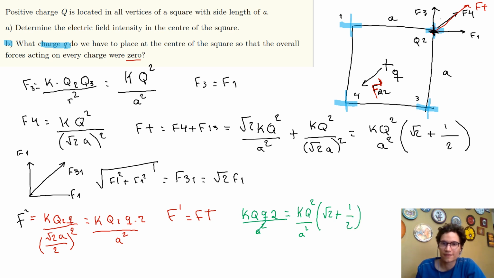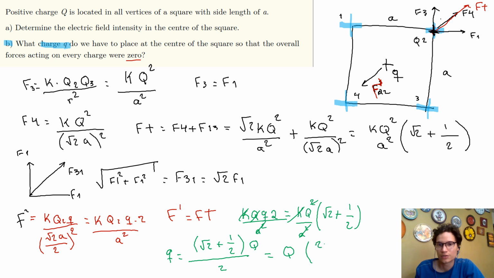A's will be cancelled out, this square will be cancelled out, this K will be cancelled out, and we only end up with q being equal, we clear the variable, to square root of 2 plus 1/2 times Q over 2. And this is equal to Q times 2 times the square root of 2 plus 1 over 4. And that's the solution of the problem.